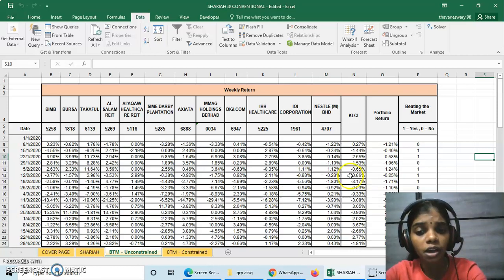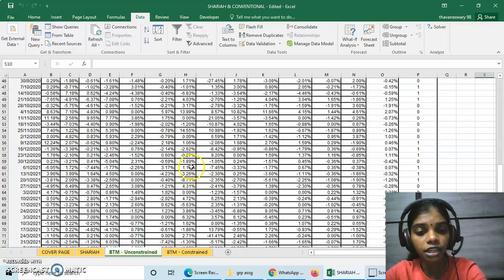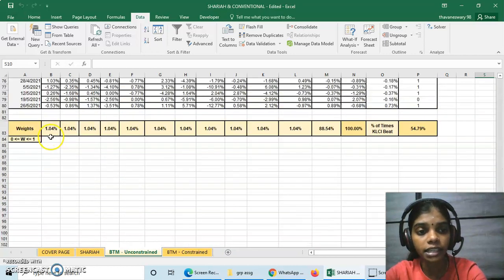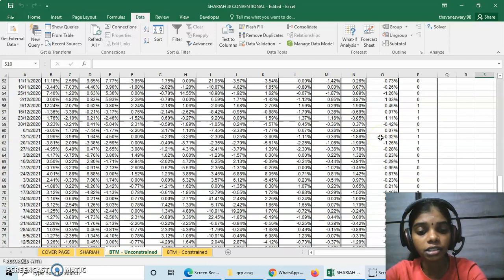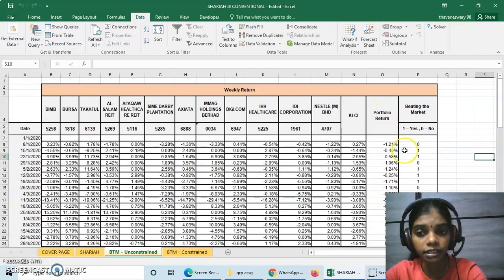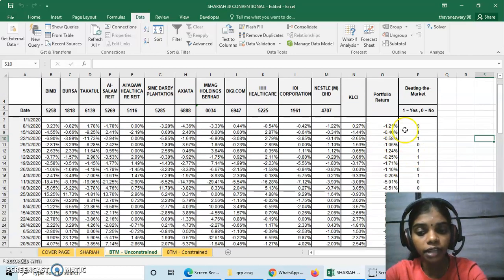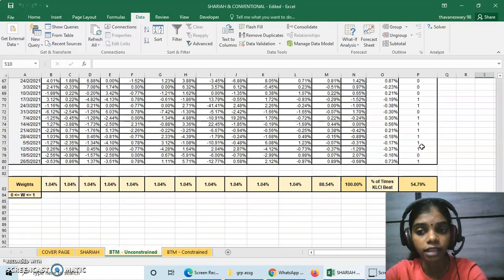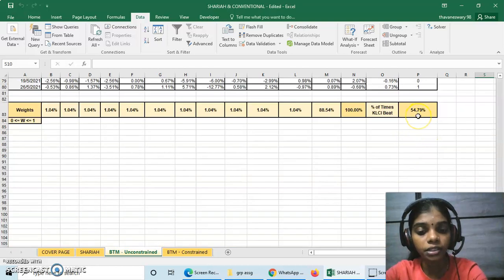This table contains 1 year 5 months of weekly return information for each stock and the KLCI index. The weights for Shariah's portfolio were entered in cells B83 to M83. By using these weights, the return on this portfolio each week is calculated. This column containing the value 1 indicates weeks in which Shariah's portfolio outperformed the KLCI index, and this cell computes the percentage of times Shariah's portfolio outperformed the KLCI index.